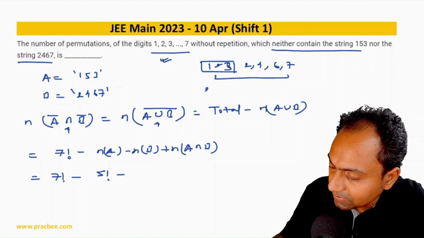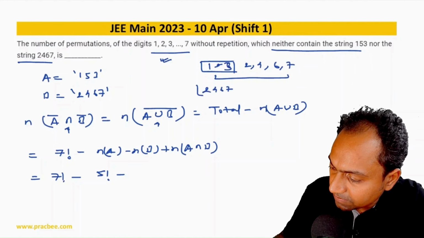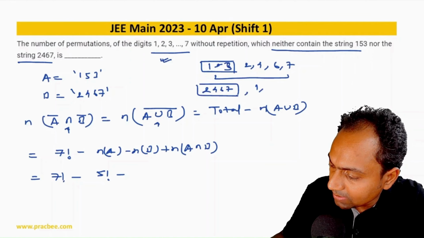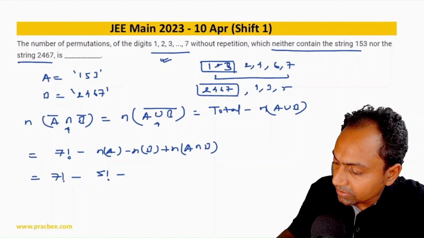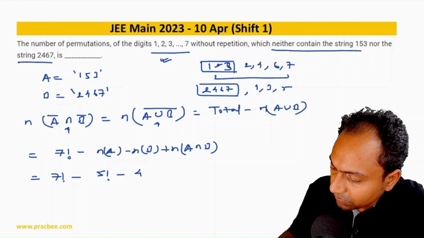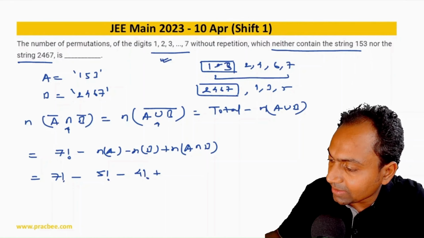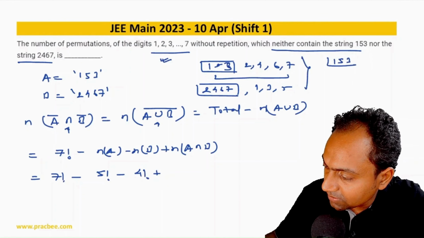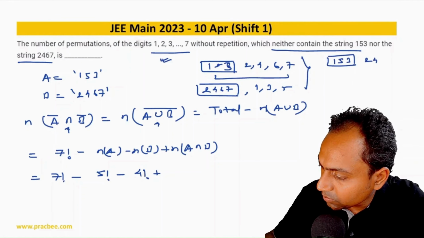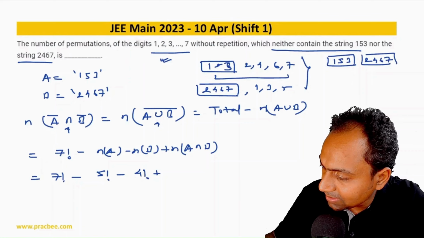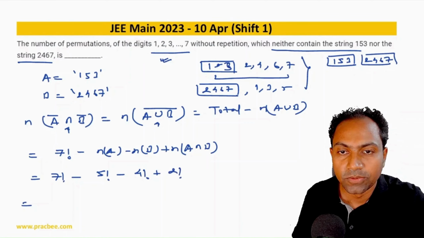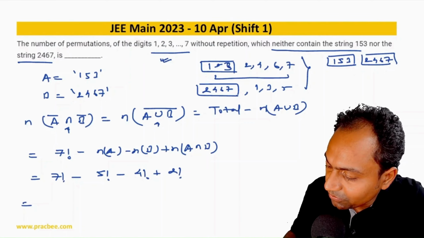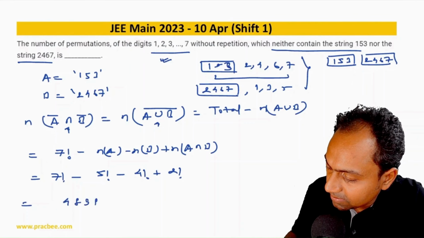Similarly, in the next case, we have a string of 2, 4, 6, 7. So we are left with 1, 3 and 5. So total arrangements would be nothing but 4 factorial. And if I take them together, in the next scenario, we have one string of 153, another string of 2, 4, 6, 7. Now this can be arranged in only 2 factorial ways. So if I simplify, my answer comes out to be 4898.